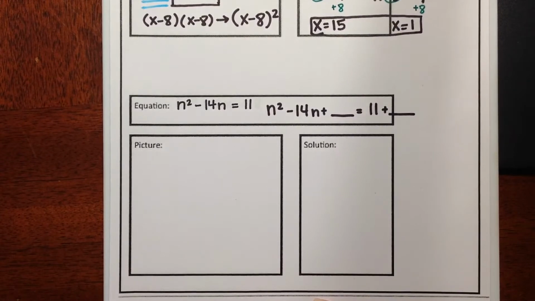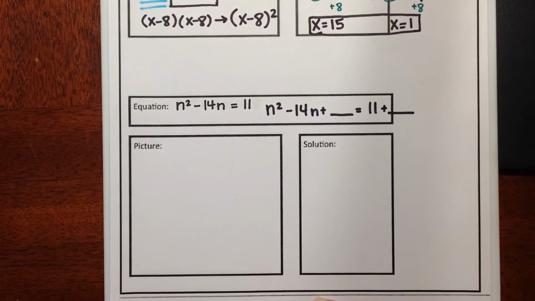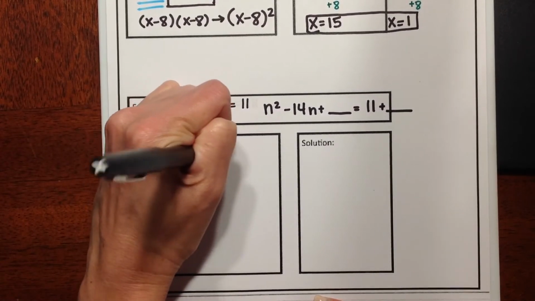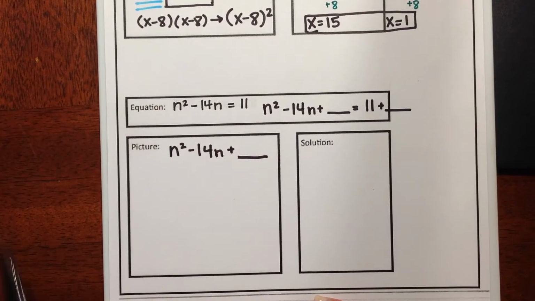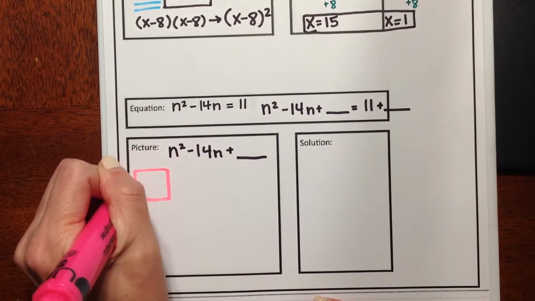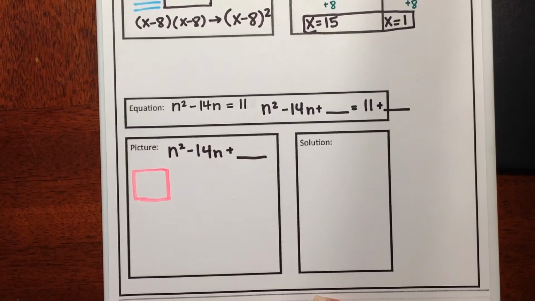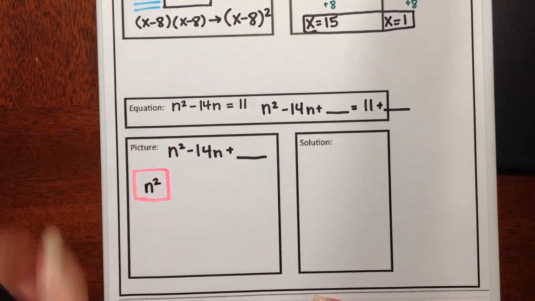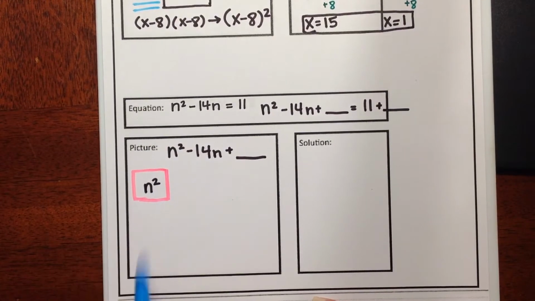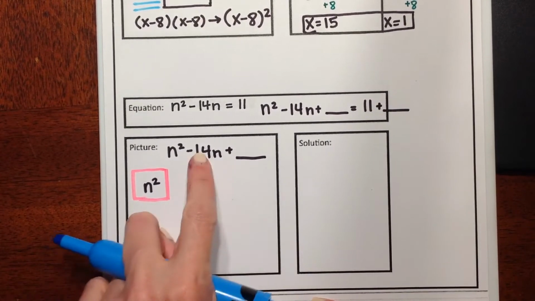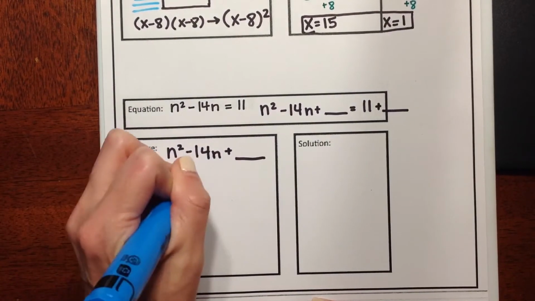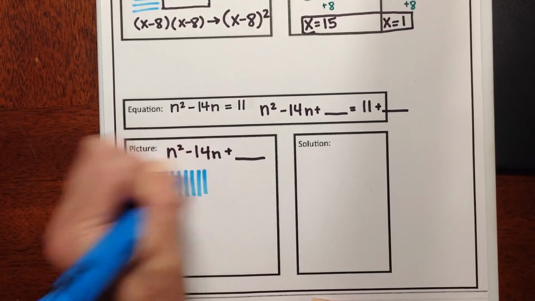And now I'm going to draw my picture of n squared minus 14n plus blank. So now I'm going to draw a box for representing n squared. And now I want to think, how many rectangles would I need to evenly add up to a negative 14? And the answer is negative 7. So I'm going to draw 7 lines representing 7 rectangles.